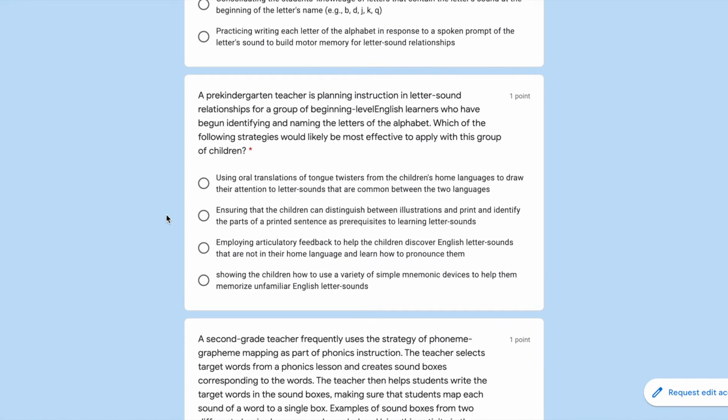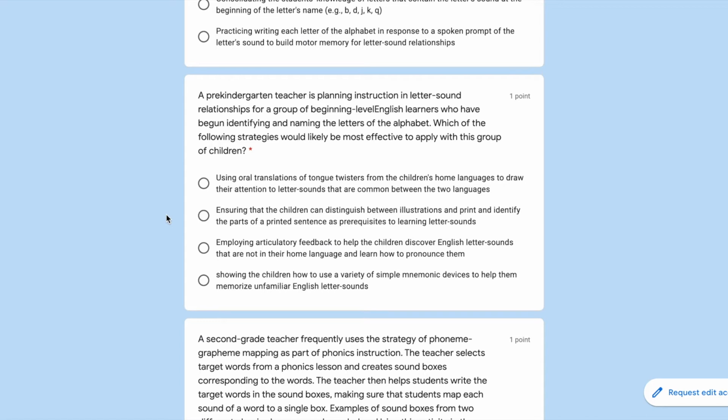Next question asks, a pre-kindergarten teacher is planning instruction in letter sound relationships for a group of beginning level English learners who have begun identifying and naming the letters of the alphabet. Which of the following strategies would likely be most effective to apply with this group of children? Pause here and ask yourself which one you would choose.